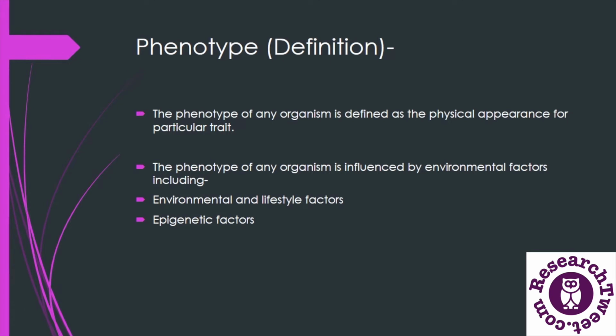Now, let's understand the definition of another genetic term, phenotype. The phenotype of any individual can be defined as the physical appearance for a particular trait or character. We can observe the phenotypic characteristics of any organism, and these characters are also influenced by lifestyle and other environmental factors like nutrition and the epigenetic factors of these organisms. Basically, we can define the phenotype of any organism by the characters which we can see with our eyes.